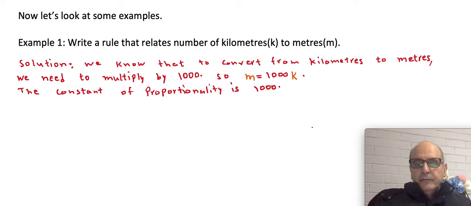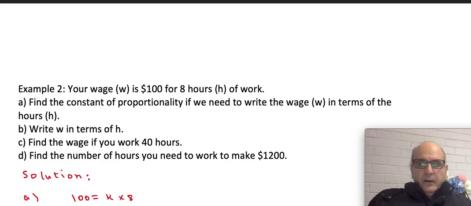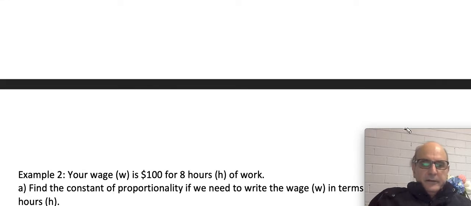Just be careful that if I wanted to write kilometers in terms of meters, that would have been 1 on 1,000 times meter. In other words, I'm dividing meters by 1,000. Timesing by 1 on 1,000 is the same as dividing by 1,000. So yeah, the order matters. So which one comes on the left-hand side does matter. All right, that is first example.